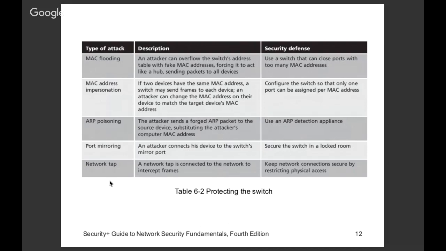It uses a switch that can close ports to many MAC addresses at one time. MAC address impersonation, or spoofing as it's also called, is when two devices on the network have the same MAC address. A switch may send frames to each device at the same time, and the attacker who has a spoofed MAC address is getting the same data as the real computer on the network that has the same MAC address.